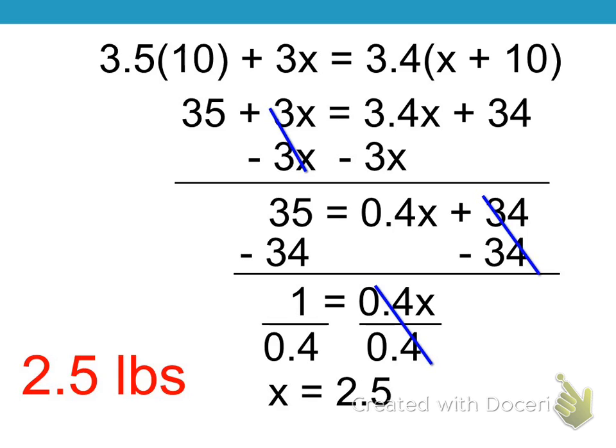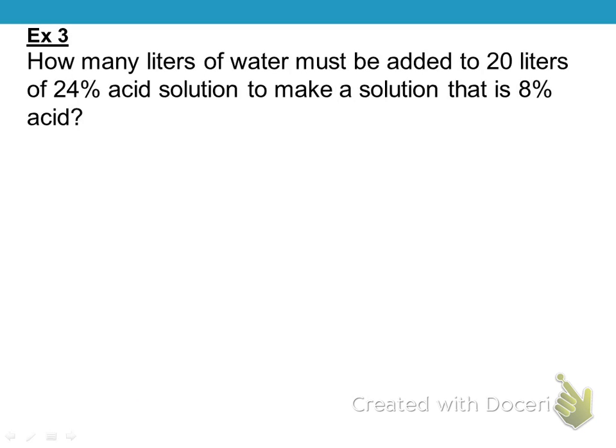What are your questions? We got one more we're going to look at today. Oh, yeah. This takes a lot of work. Yes, they do take a while. That's why we're spending 2 days and we're only doing 3 of them today.